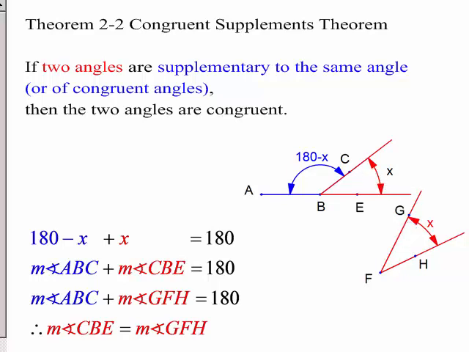So let's just make up a number. Let's say that this is 150 degrees. Well, that means that this angle has to be 30, because they're supplementary, so they have to add up to 180. So if this angle is supplementary to that one over here, and that's 150, subtract that from 180, then that's got to be 30 as well, which then allows you to say that these two angles are congruent.